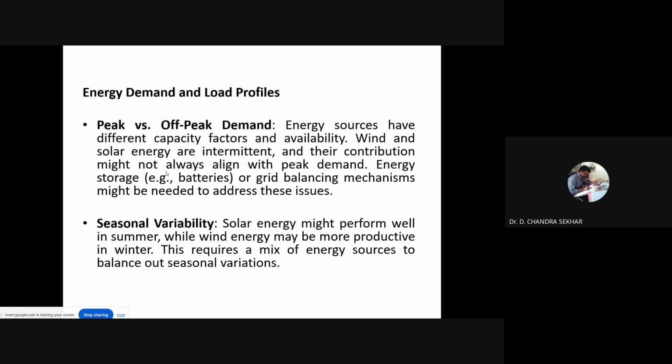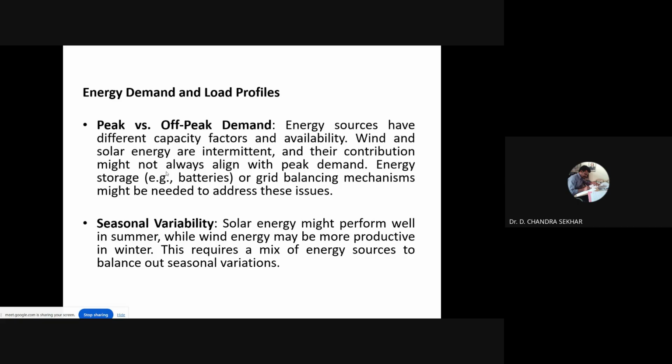It depends on the load demands. We know peak demand and off-peak demand and load profiles. The energy sources have to be operated to reach the demand. So every energy source has a different capacity, meaning each source operates with different capacity factors and availability.